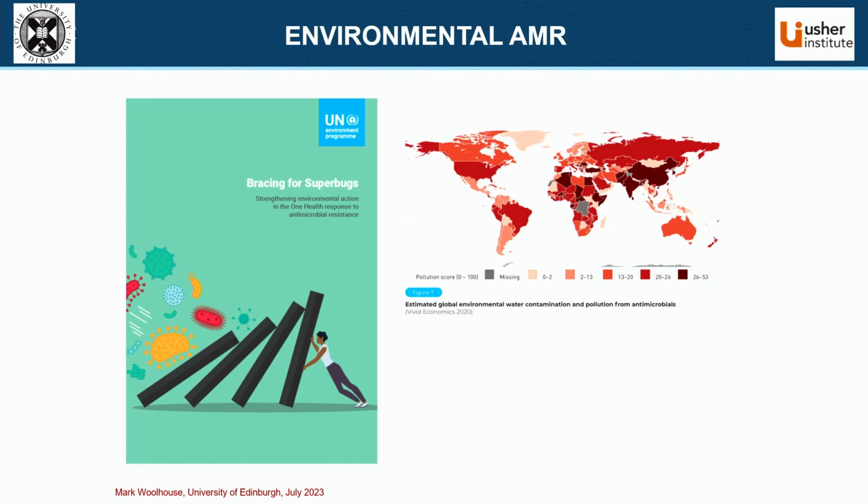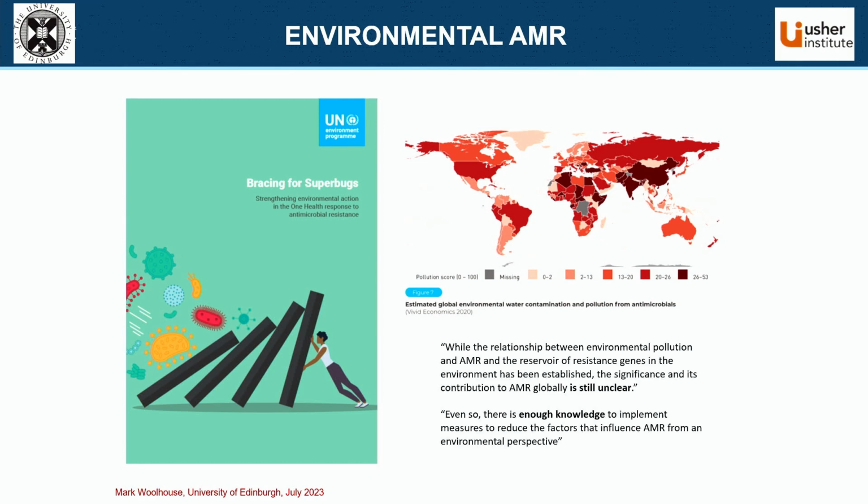So this data shows estimated levels of water contamination and pollution with antimicrobials worldwide. And you can see immediately from that, this is truly a worldwide issue, but there are hotspots. There are hotspots in South Asia, there are hotspots in Africa. And the way the report talks about this is it says that there's good evidence that there is a relationship between this environmental pollution and the reservoir of resistance genes in the environment. The significance and its contribution to AMR globally, they mean clinical AMR, is still unclear.